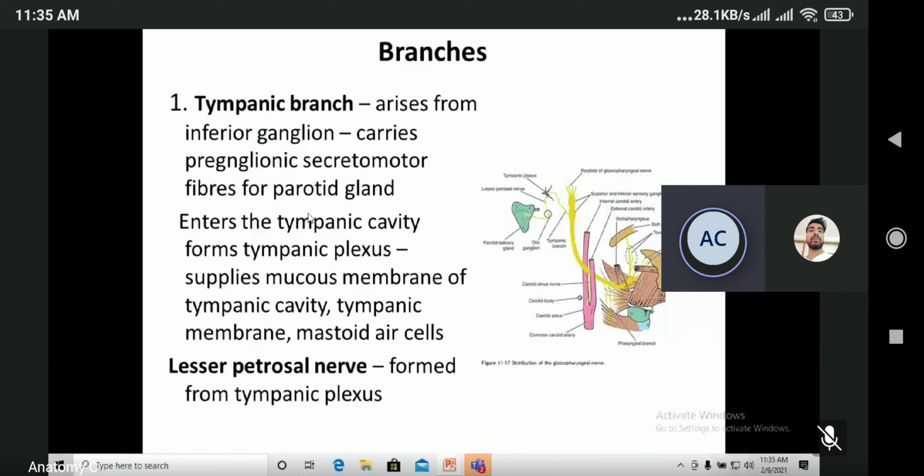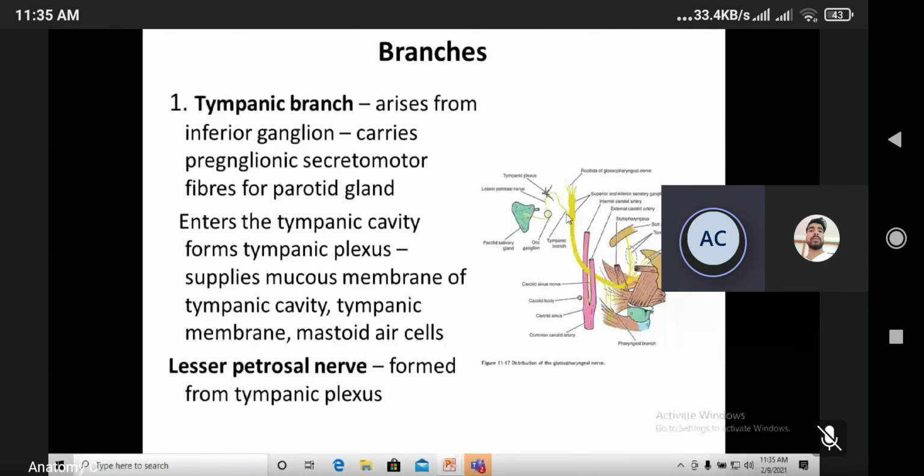First, it gives rise to the tympanic branch. Here you can see it consists of two ganglia: one is the superior ganglion, the other one is the inferior ganglion. Both these ganglia lie on the petrous part of the temporal bone. Now, the tympanic branch from the glossopharyngeal nerve arises from the inferior ganglion. This is the superior ganglion of the glossopharyngeal nerve, this is the inferior ganglion. From the inferior ganglion arises the tympanic branch. This is the tympanic branch here.